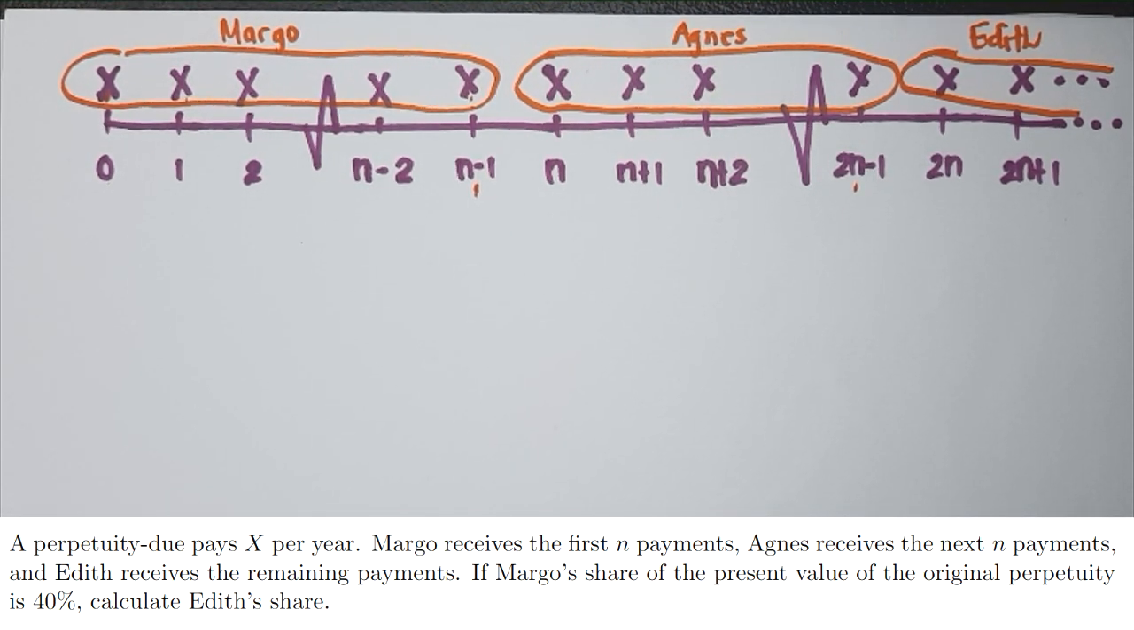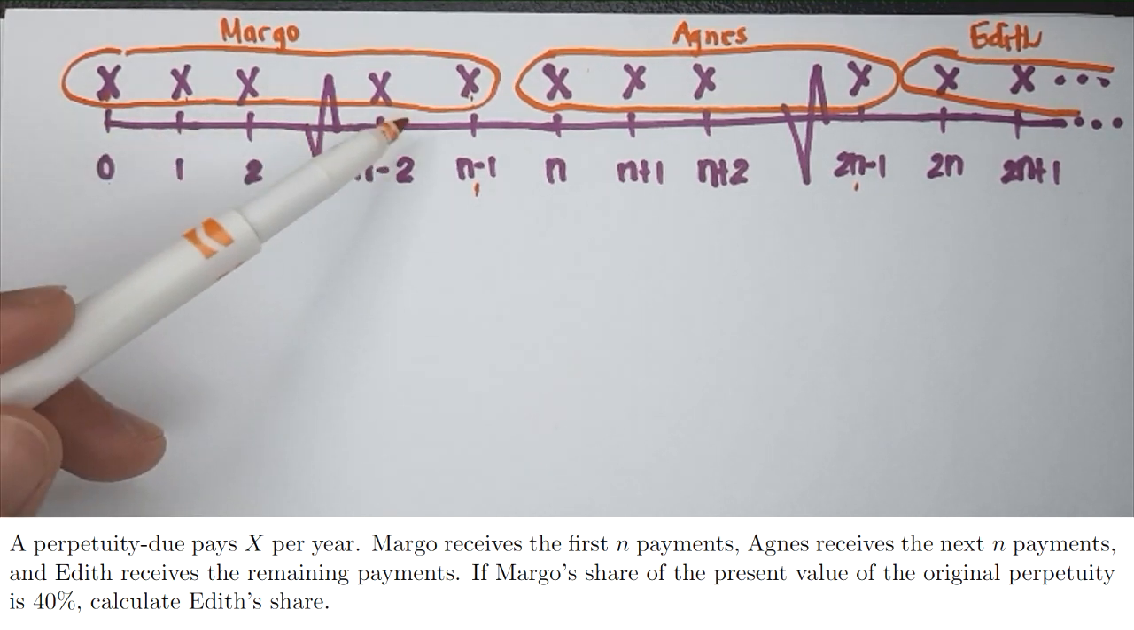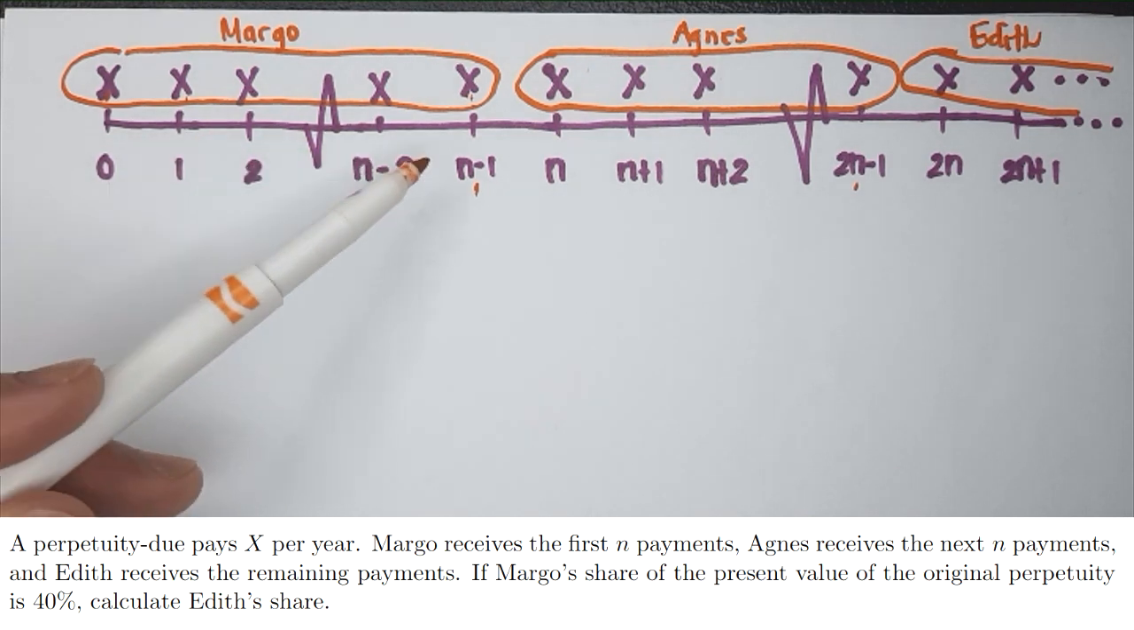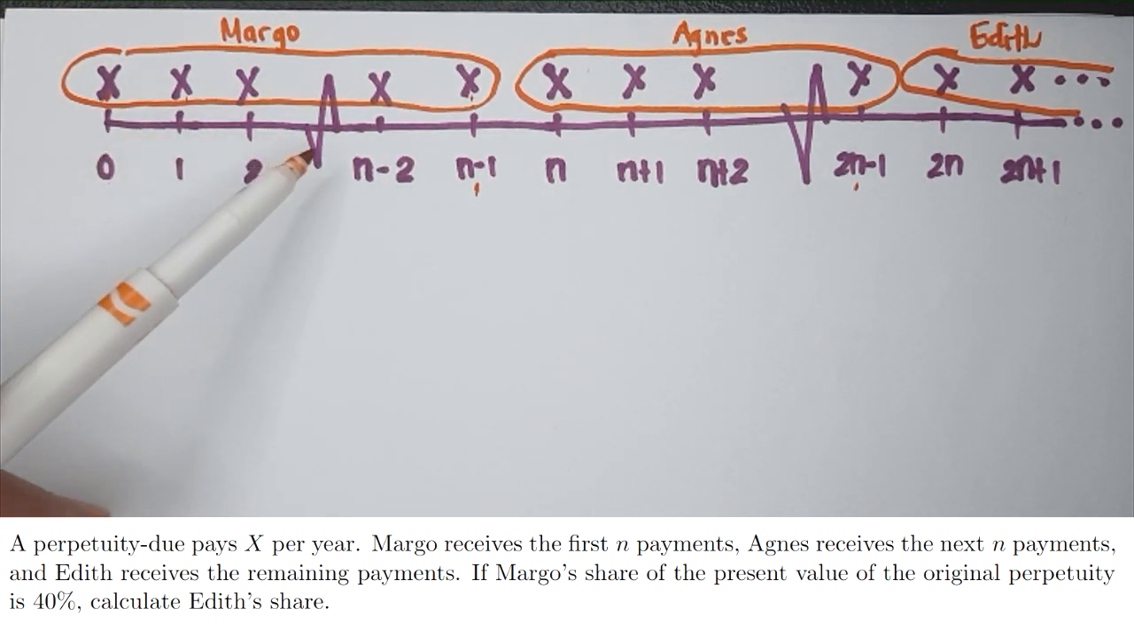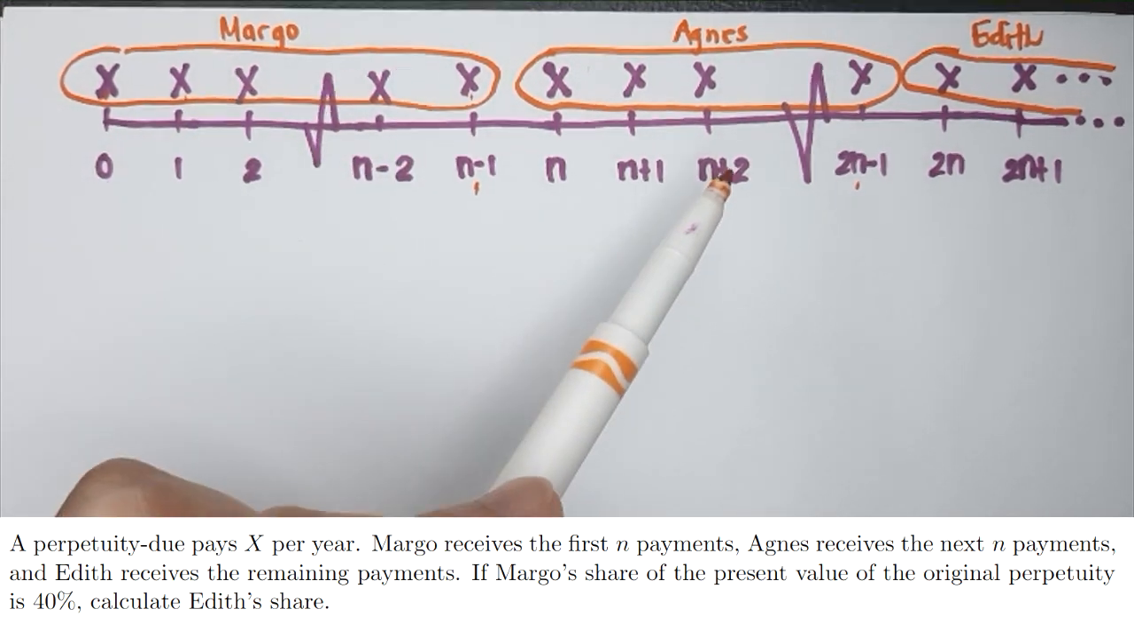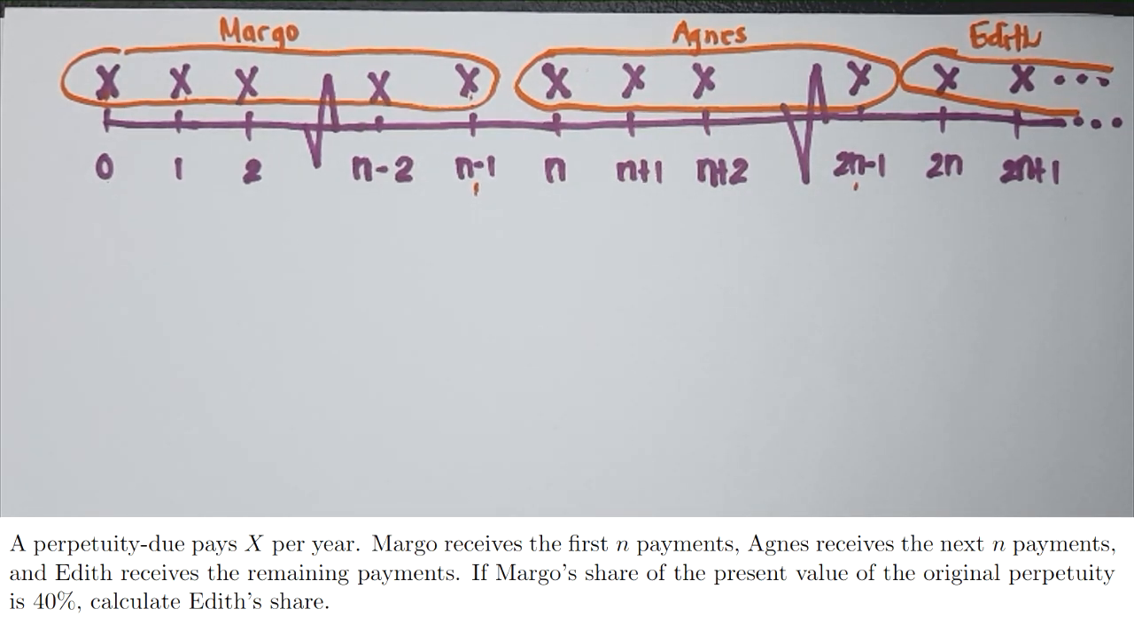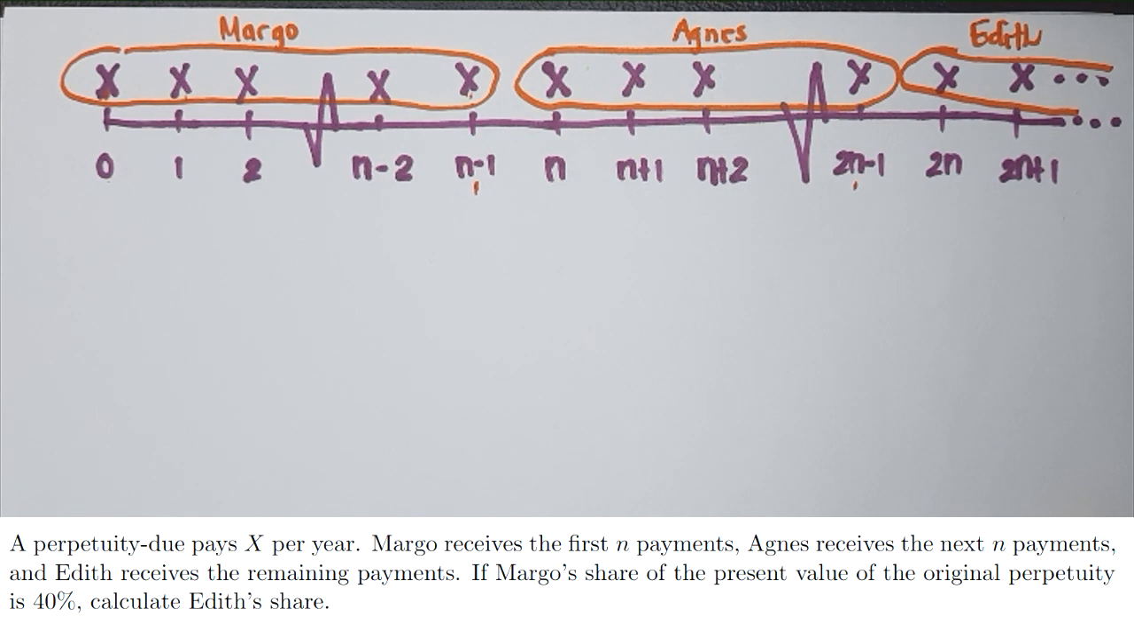Magkaiba, nauna si Margo. So, malamang mas malaki ang value nung kay Margo kasi nauna niyang nakuha yung series of payments of X niya compared kay Agnes. So, ngayon, how do we get the percentage of Edith's share?